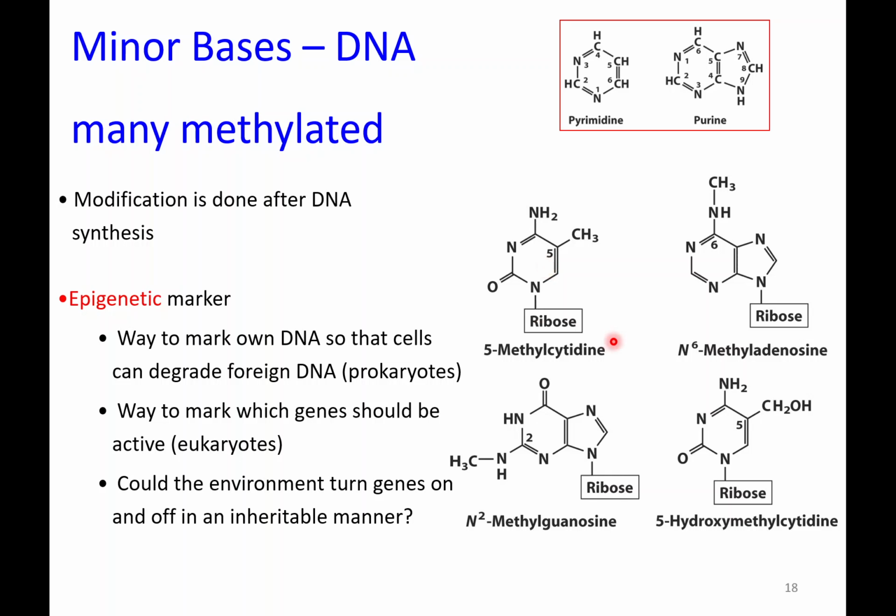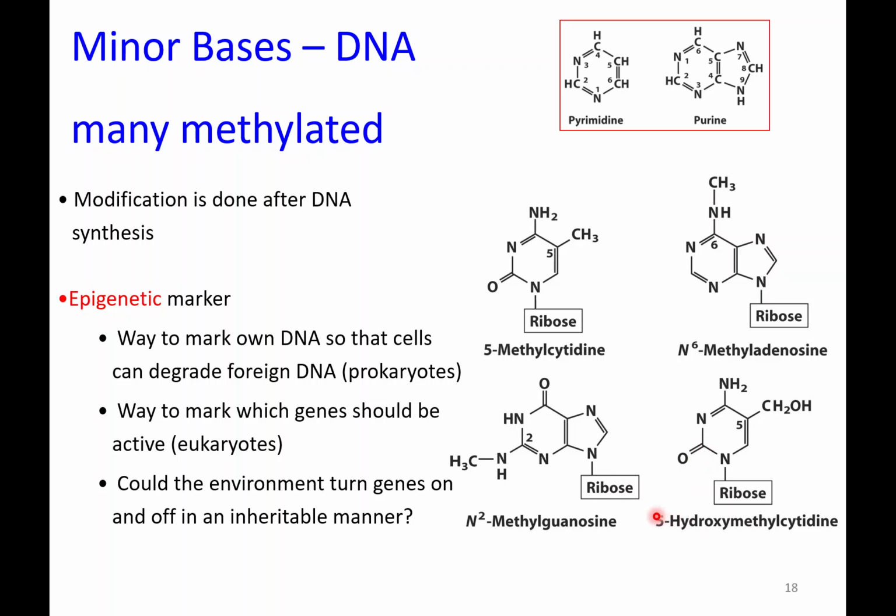So let's look at some of these. Cytidine, C, if it's methylated at the carbon 5 position, would look like this. So that's one of these methylated bases of C. A methylated version of A is shown here, and that occurs at the nitrogen that's at carbon 6, so we call this N6 methylated.